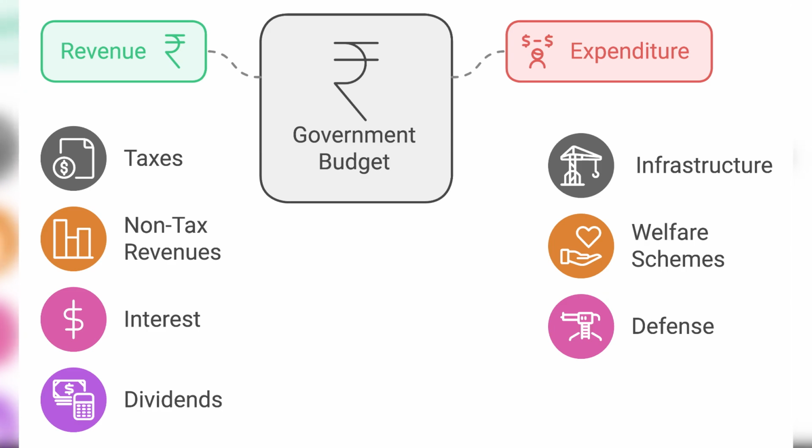Let's start with the foundation. A budget has two main sides, revenue and expenditure. Revenue is all about how the government earns. Think of taxes, non-tax revenues like interest and dividends. Expenditure is how the government spends. Infrastructure, welfare schemes, defence, etc. Every year the government carefully plans both to keep the country running smoothly and to drive growth.